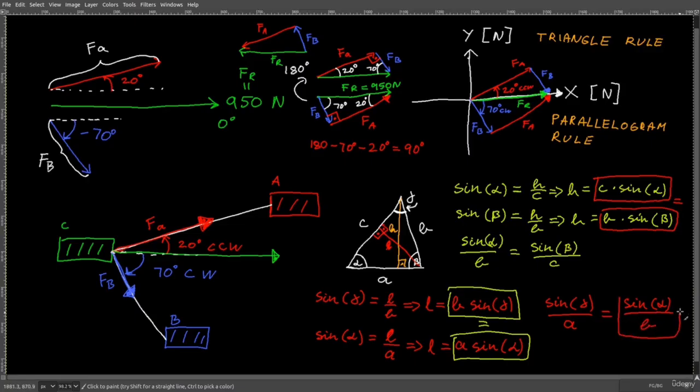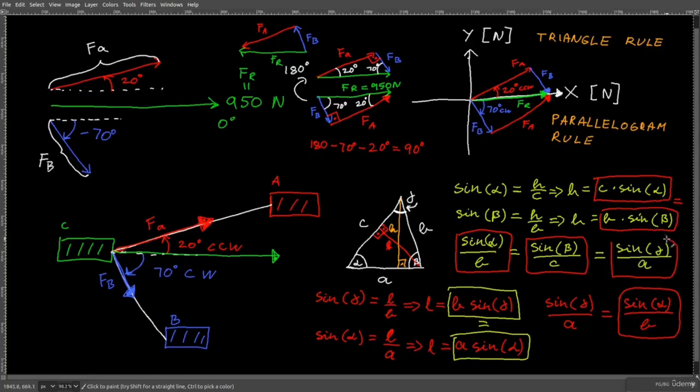But this sine alpha over B, that's this one here, also equals sine beta over C, which means that I can put an equal sign here, and I can write sine gamma over A here. And there you go, we have an important relationship here. And this relationship is called the sine rule. And we can use it to compute our FA and FB. Let's do that in the next video.